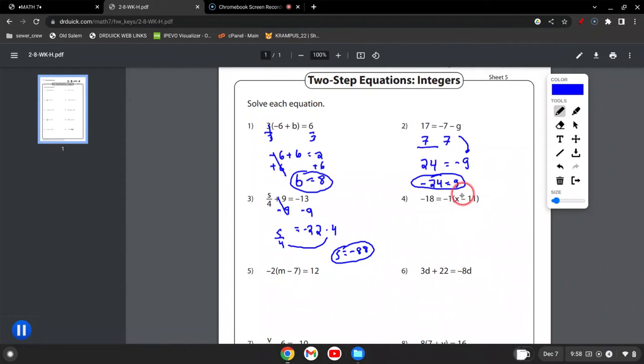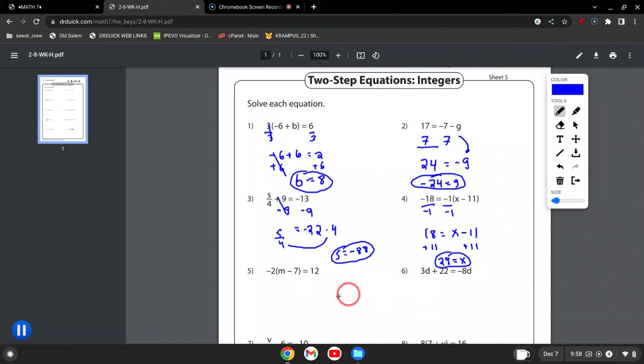Let's try this one. This looks confusing, but it's actually kind of easy. All you do is divide both sides by minus 1. So that means 18 equals x minus 11. Then if I add 11 to each side, that means 29 equals x.